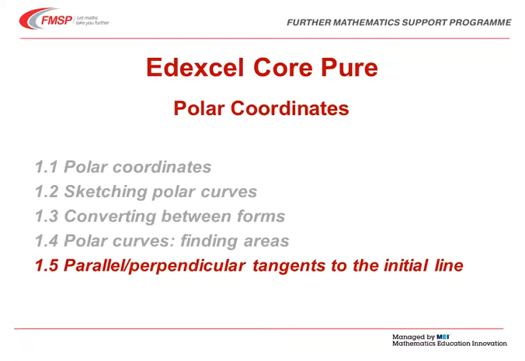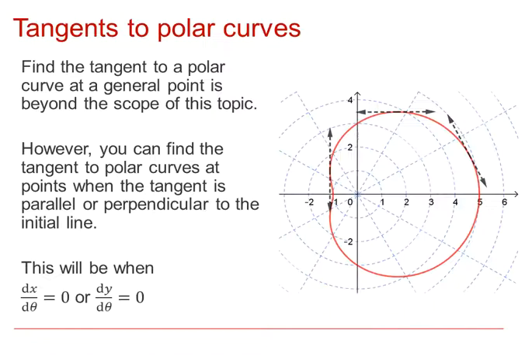Edexcel Core Pure, polar coordinates, parallel and perpendicular tangents to the initial line. So if we look at the tangents to this polar curve, there are many tangents to this curve, and if we think about the general points, such as this one, the tangent at that point is beyond the scope of the work that we're doing at the moment. However, if we look for tangents which are parallel to the initial line, such as this one here, or perpendicular to the initial line, such as this one here, then we can work out their equations.